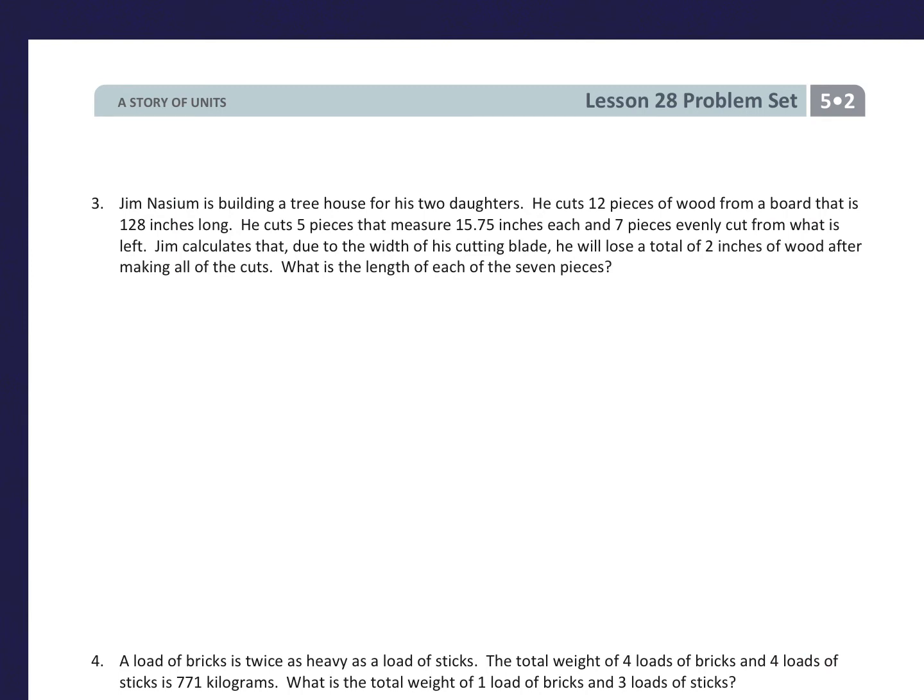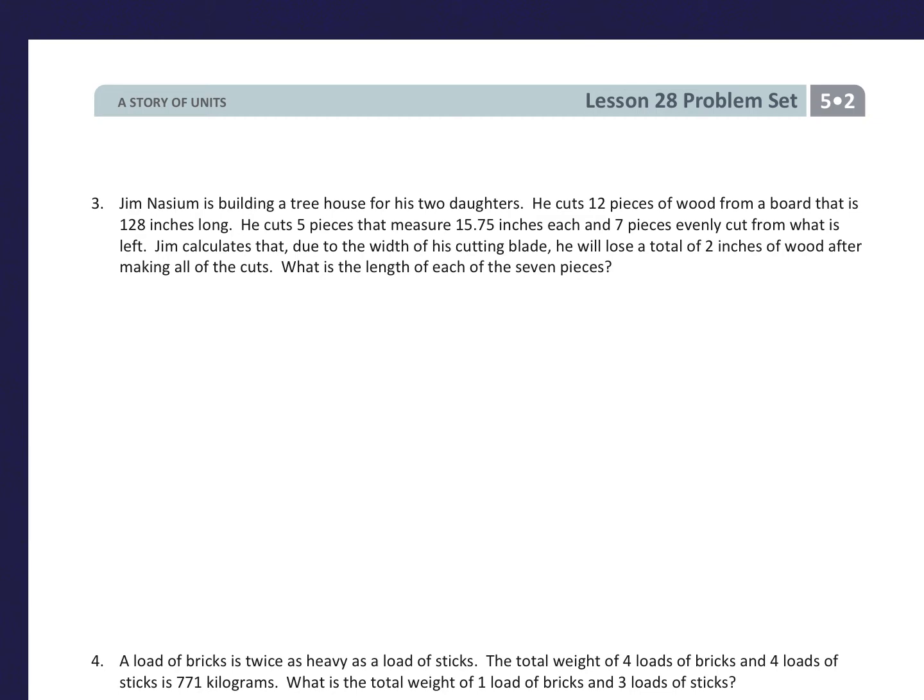So let's read number 3. Gymnasium, that's a clever name. Gymnasium is building a treehouse for his 2 daughters. What a nice dude. He cuts 12 pieces of wood from a board that is 128 inches long. He cuts 5 pieces that measure 15 and 75/100 inches each, and 7 pieces evenly cut from what is left. Jim calculates that, due to the width of his cutting blade, he will lose a total of 2 inches of wood after making all of the cuts. What is the length of each of the 7 pieces?